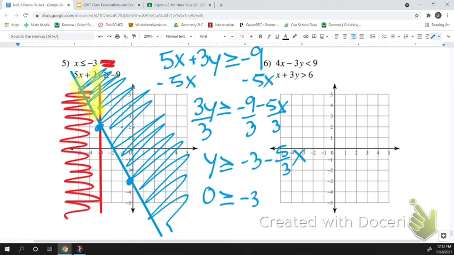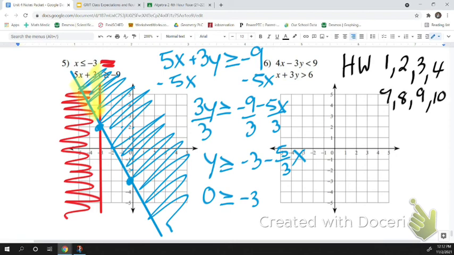All right. Our homework today. I assigned not everything, so don't. 1, 2, 3, 4. On the next page, I assigned 7, 8, 9, 10. Okay? The first 4 are graphing inequalities. The last 4, you've got 3 systems of equations and 1 review problem. Let's get started on the homework, please.